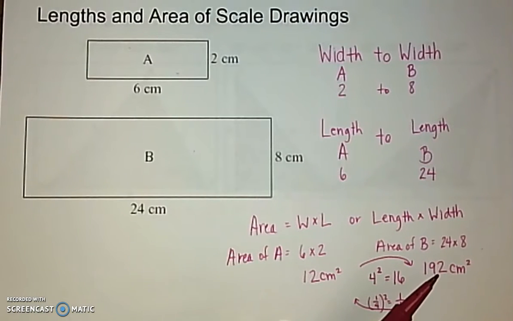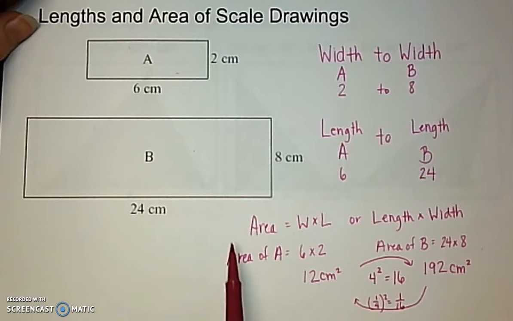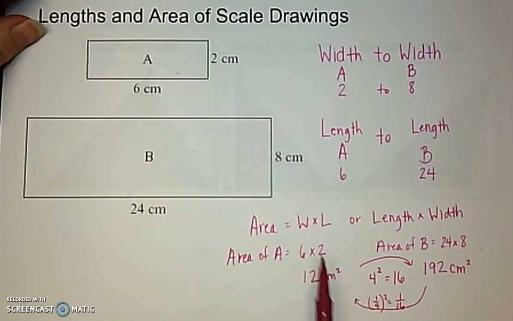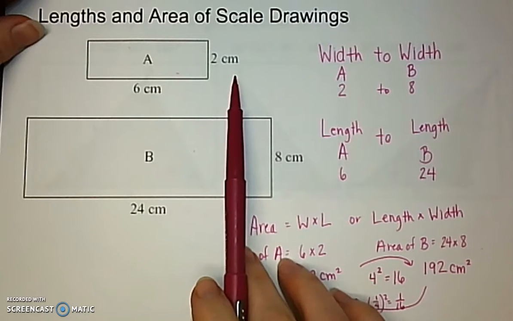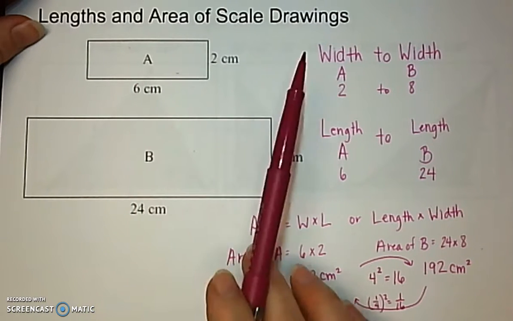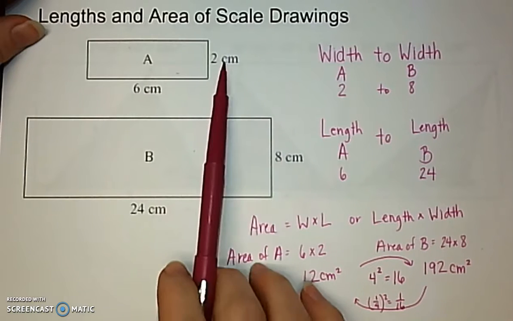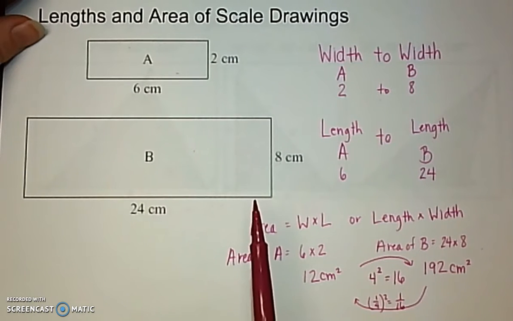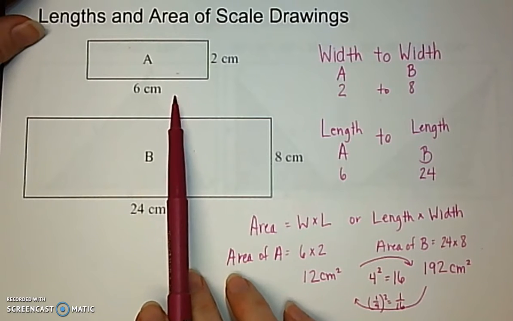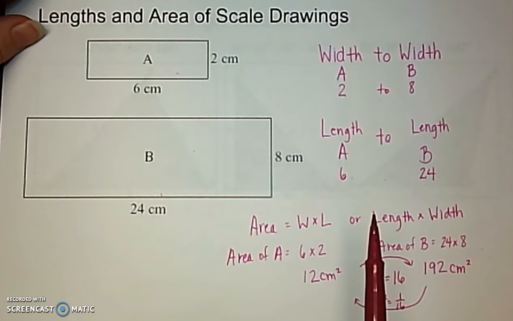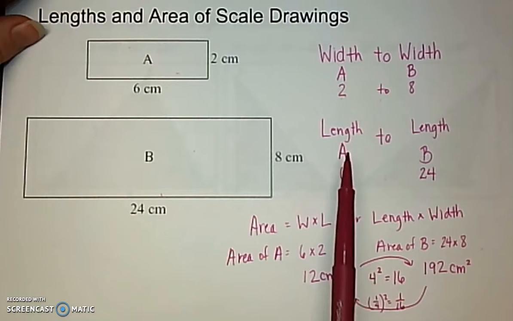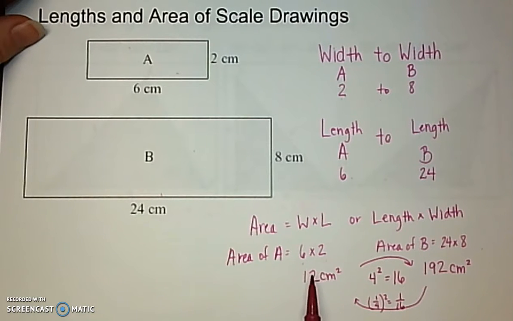Now I can also compare the lengths and widths of an object, or a rectangle in this case rather, and look at how that affects its area. So the width of my smaller rectangle is 2, and the width of my larger rectangle is 8. So I'm comparing the two widths. So I have a 2:8 ratio there. And the lengths of my rectangles are 6:24, the smaller one being the 6 and the larger one being the 24. When I use these to find the area of the smaller one, I get 6 times 2, so 6 centimeters times 2 centimeters equals 12 square centimeters.